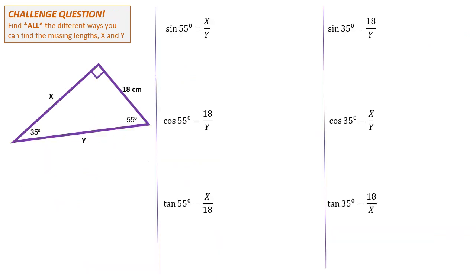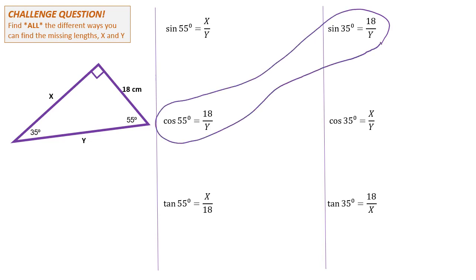So continuing on with this challenge question, I rewrote all of the same ratios that we had on the other page, just kind of cleaned it up. And I want you to notice a couple things. I would like for you to notice that the cosine of 55 and the sine of 35 are the same thing. Both of them equal 18 over y.